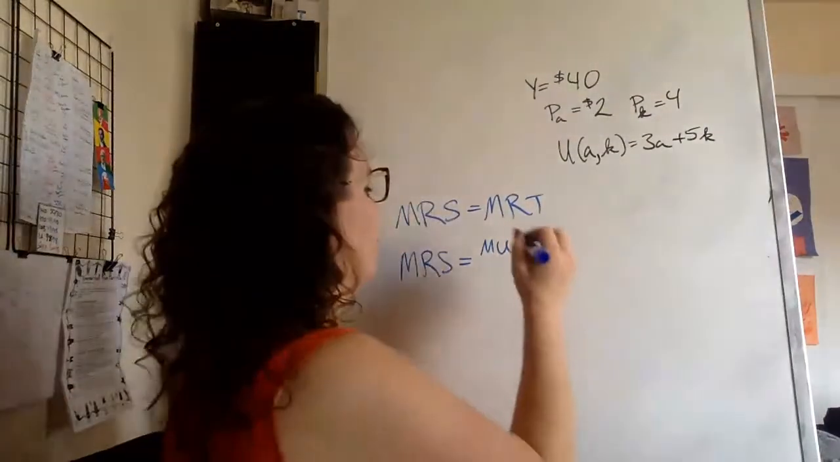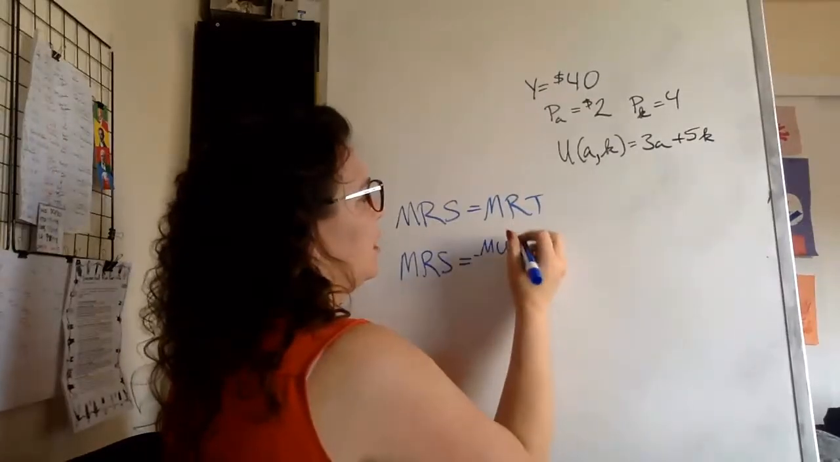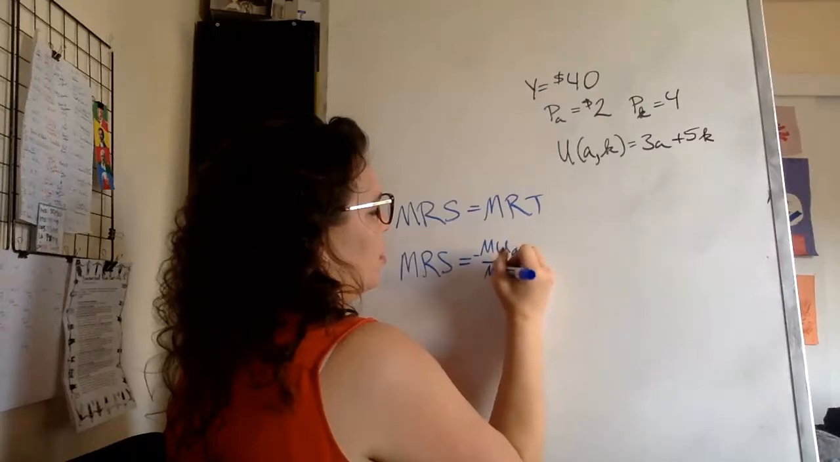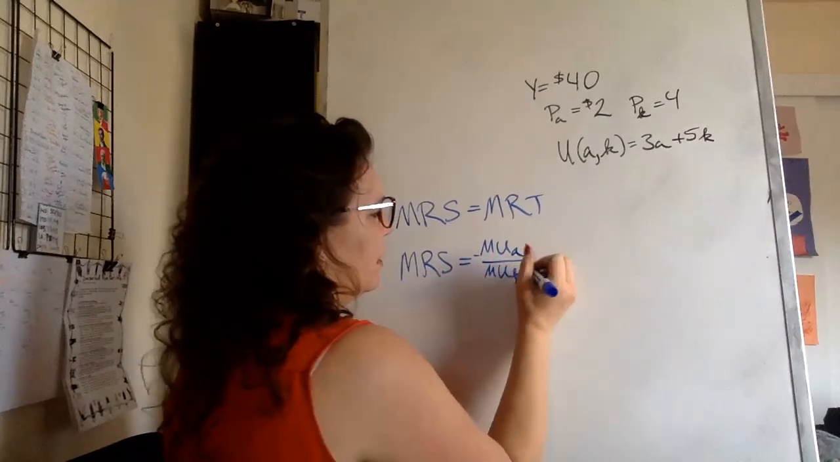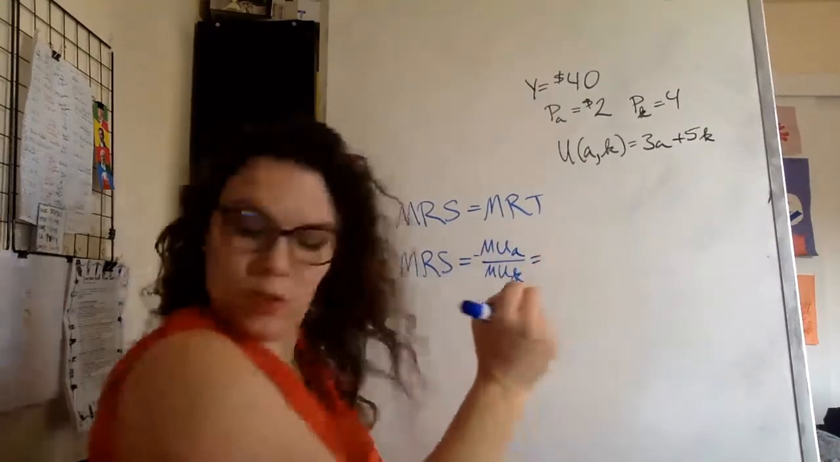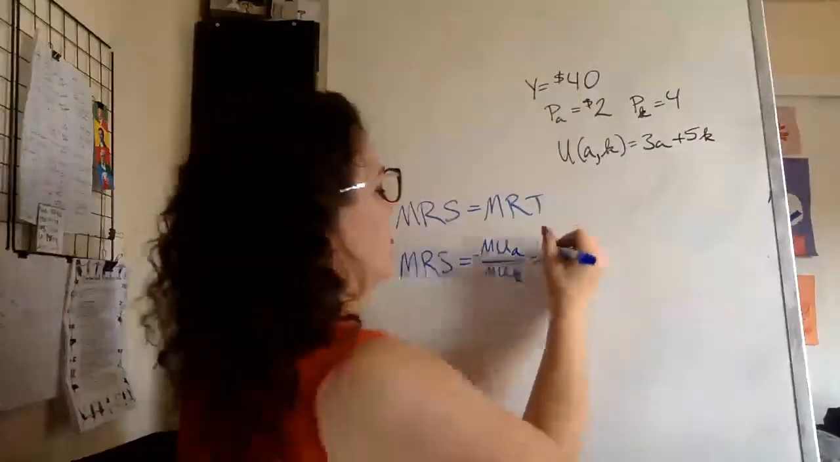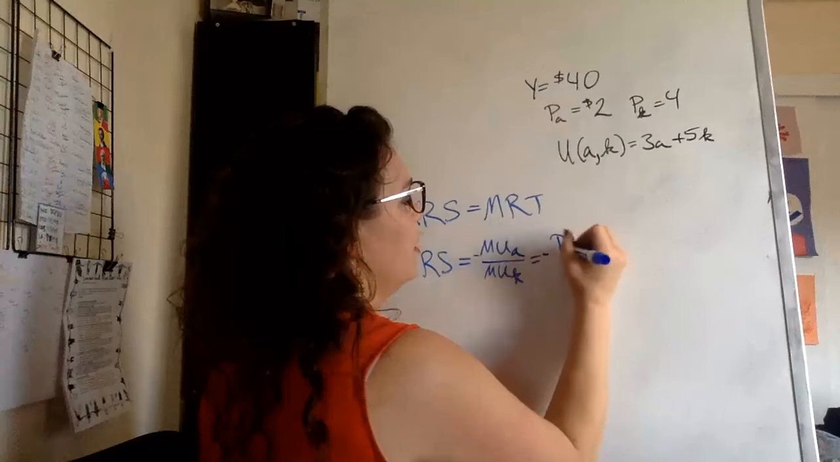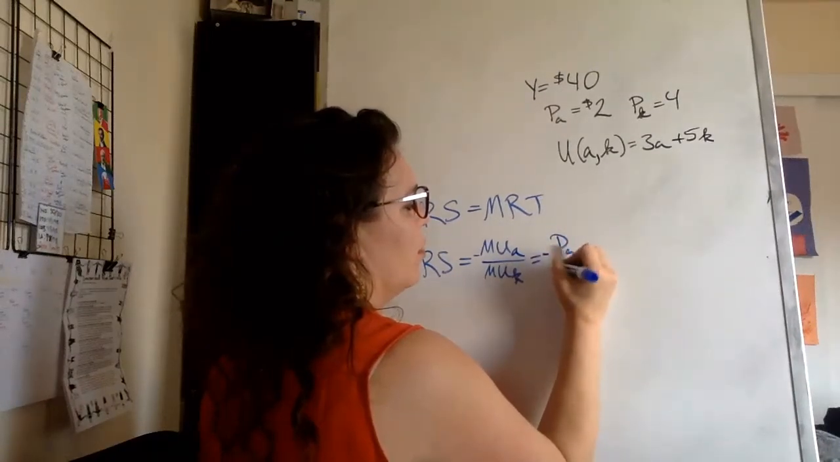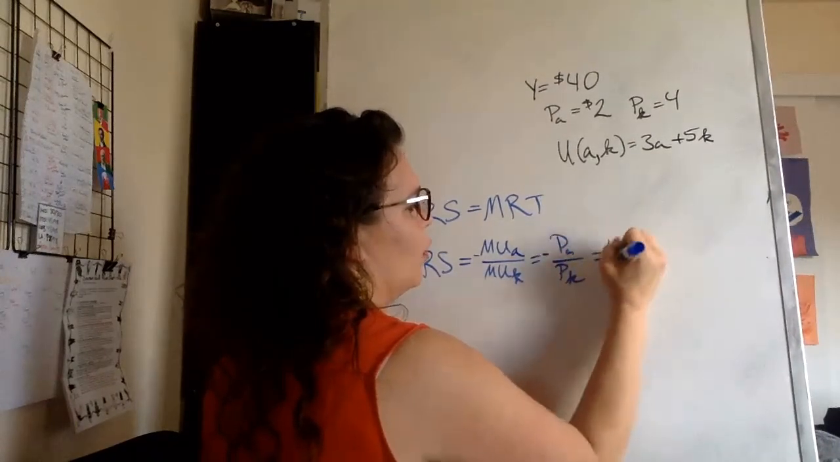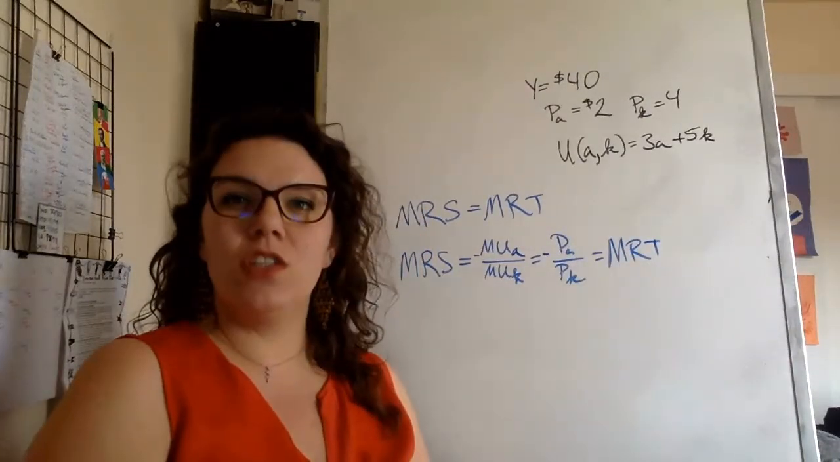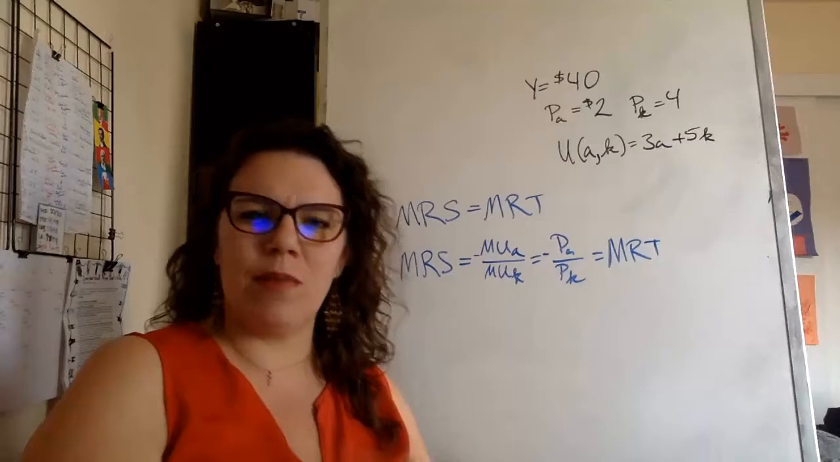So we have the marginal utility of apples relative to the marginal utility of kumquats equal to the ratio of the prices of apples to the price of kumquats, which is the slope of the marginal rate of transformation, right? So if you don't really 100% remember that, go back and check.